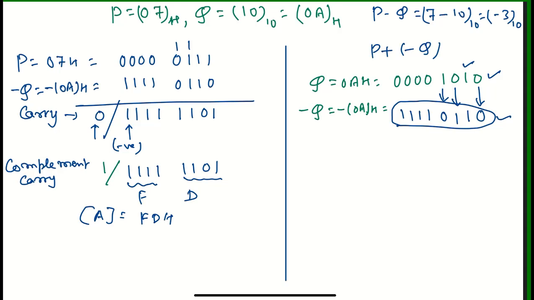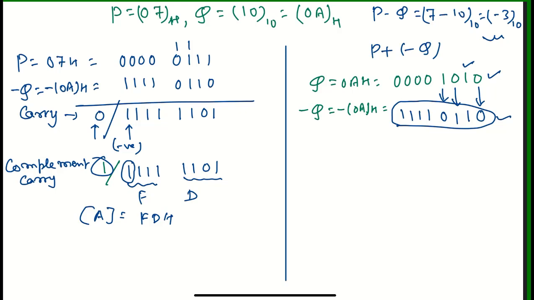But here what I told, in decimal it should be giving -3. Here this is giving FD. So if you see that this MSB bit is 1, it shows that the result is in 2's complement form. Even after execution of the subtraction instruction, if this carry bit is showing 1, it means the result stored in the accumulator is in 2's complement format.